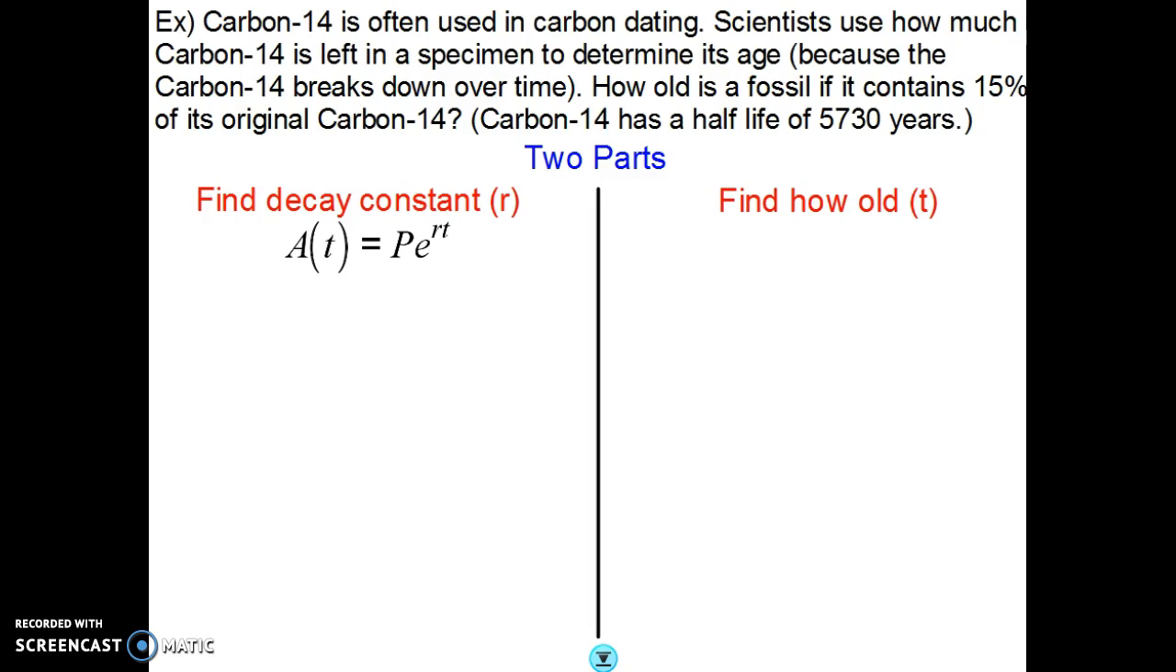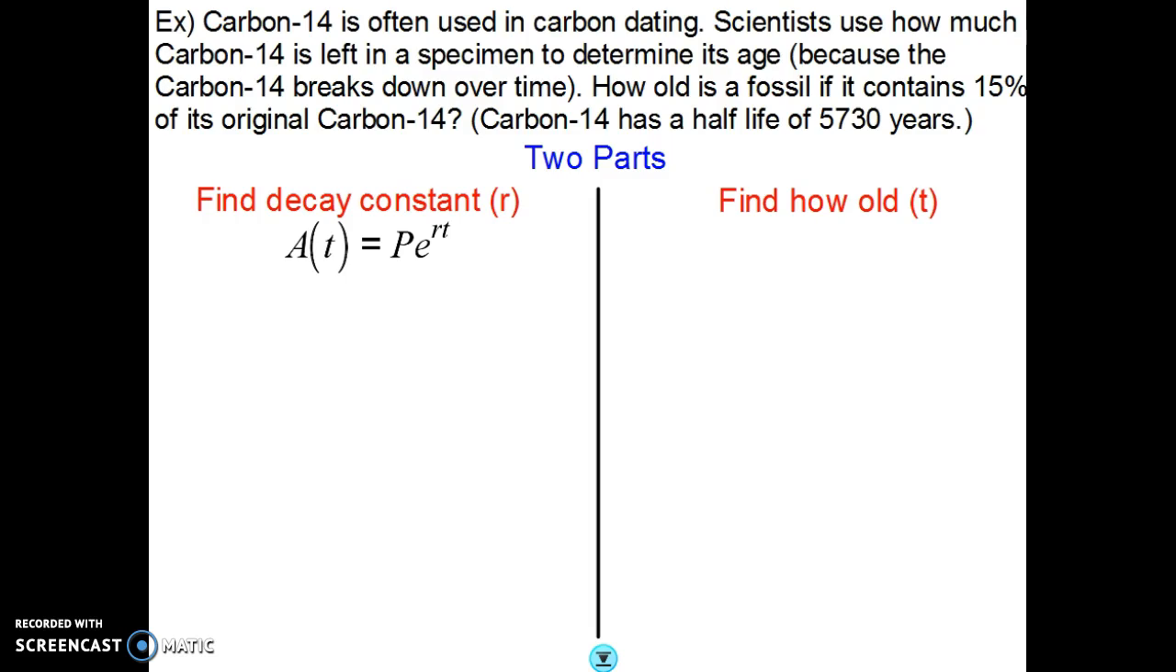So what does it actually look like in a problem? Well, here is an example. Carbon-14 is often used in carbon dating. This is a way that scientists determine how old relatively old specimens are, such as fossils. They look at how much carbon-14 is left inside of the specimen, because carbon-14 breaks down over time. So the older something is, the less carbon-14 there is left. So we want to know how old is a fossil if it contains only 15% of its original carbon-14.